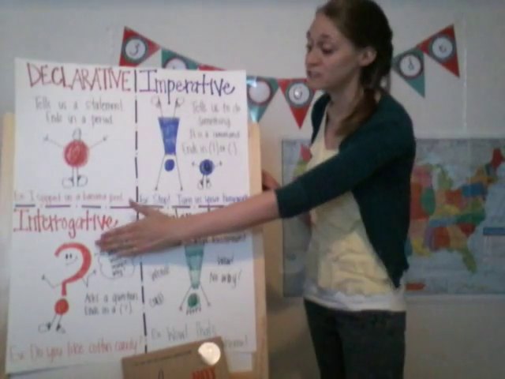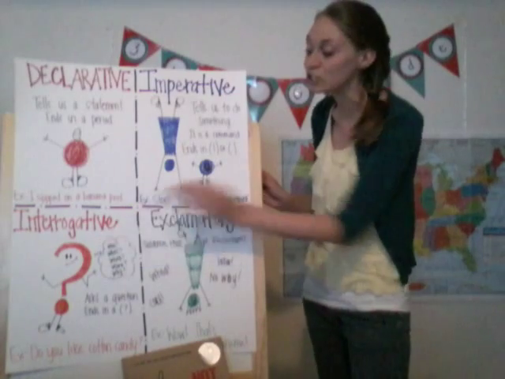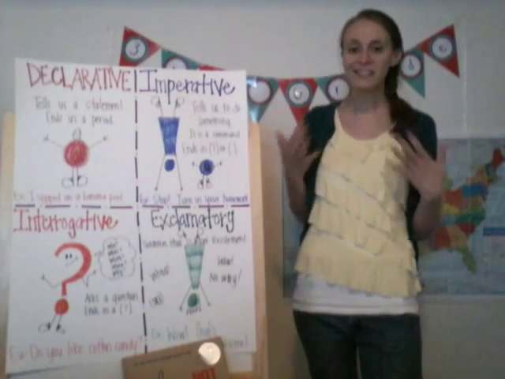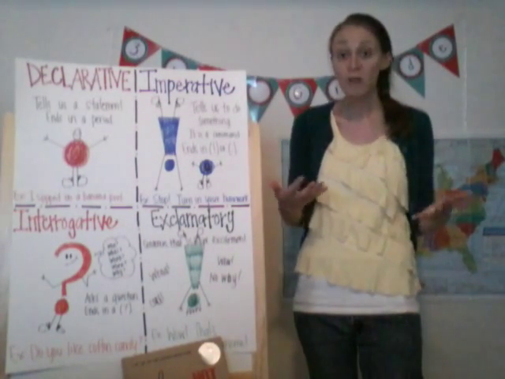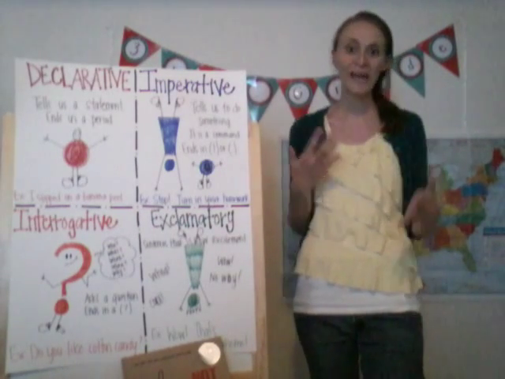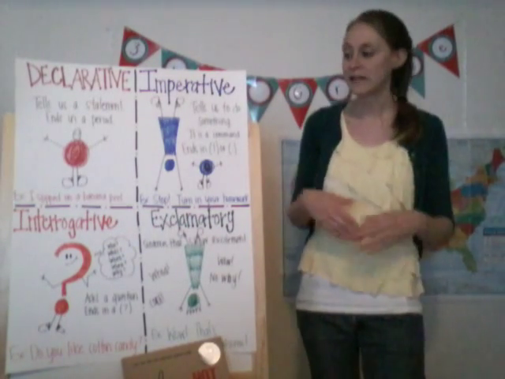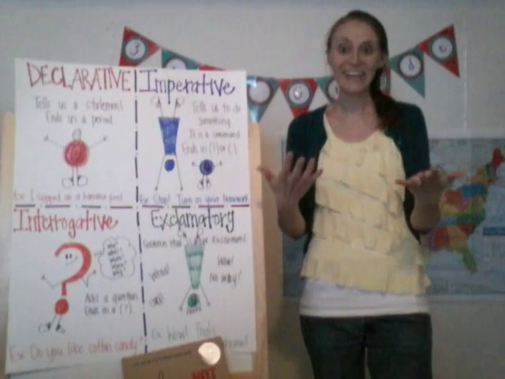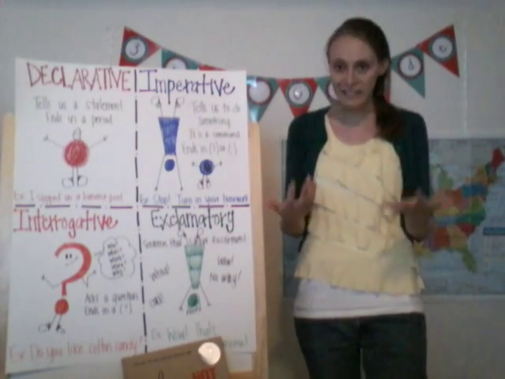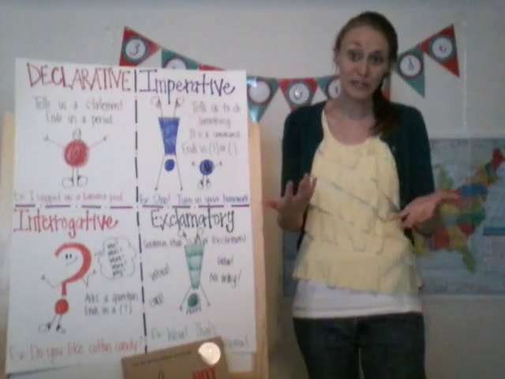Now our third type of sentence is an interrogative sentence. I like to think of this one as interrogation. You're asking questions. What, when, why, where, do you like cotton candy? Those are interrogative sentences, anything with a question.